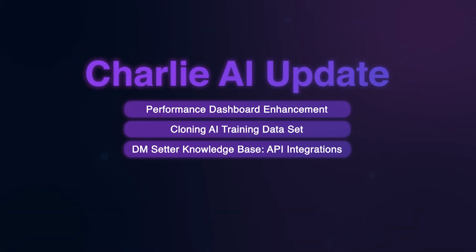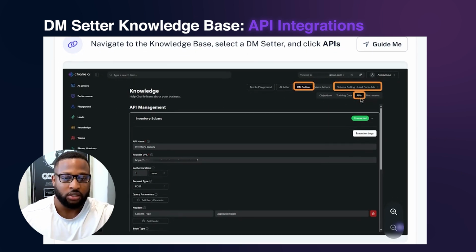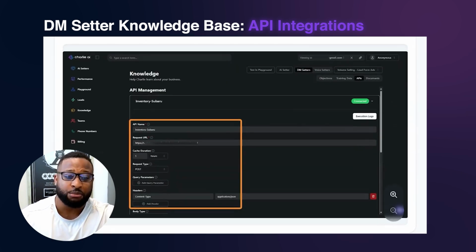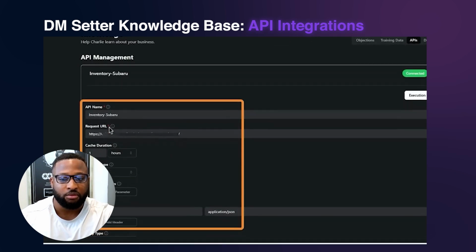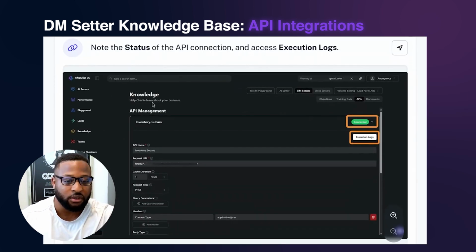Next one is our DM setter knowledge base action. So inside of the knowledge base, you can now connect APIs to your AI setter. Now, what this means is that if you go to your AI setter, you go to the knowledge section. Under the knowledge section for your DM setter, you can see APIs. So once you connect an API, this is more technical and you're going to need somebody technical on your team, or if you are that technical person, you can go in here and provide the API name, request URL, and then you can fill out the fields for the API.